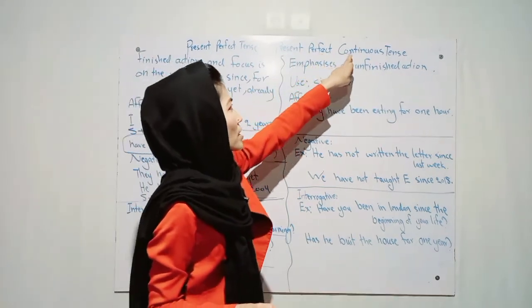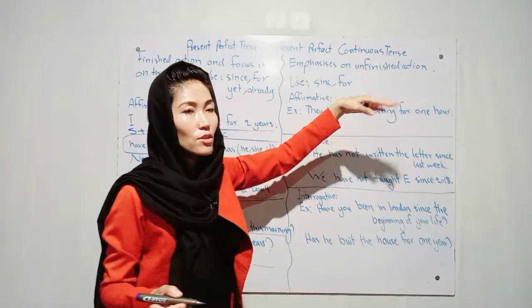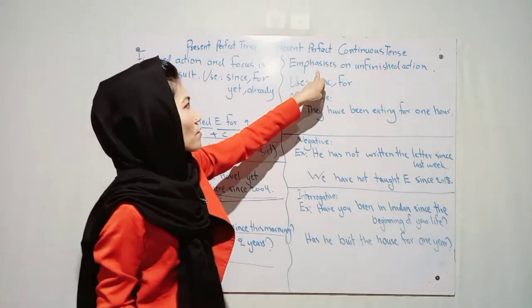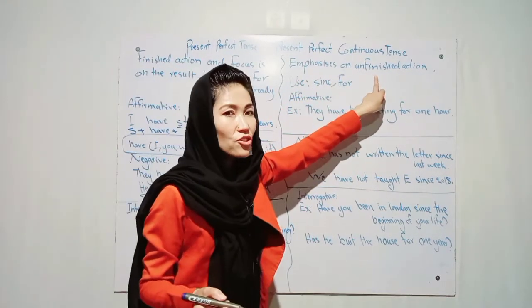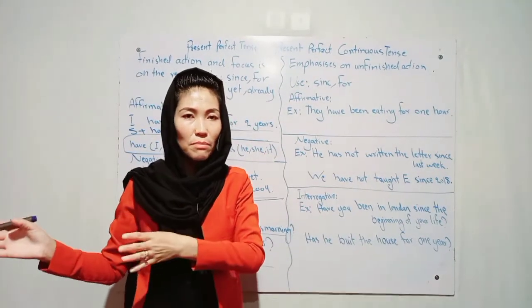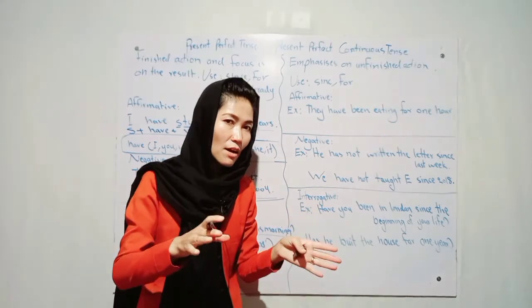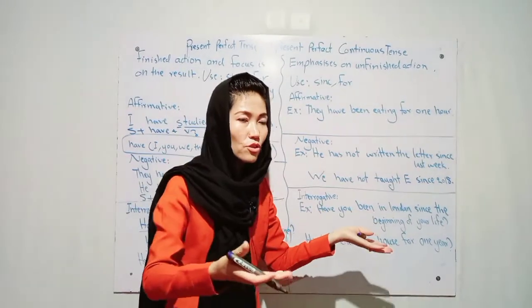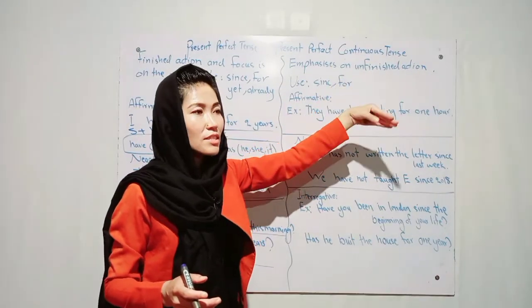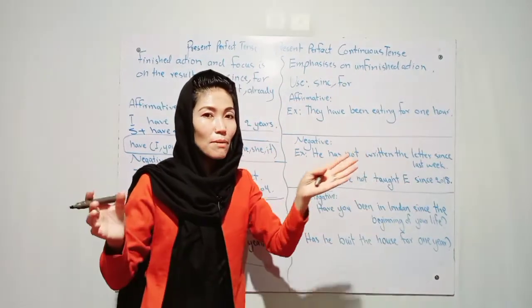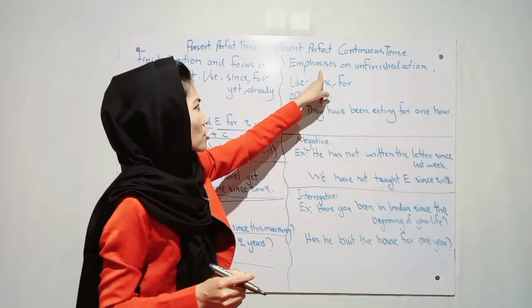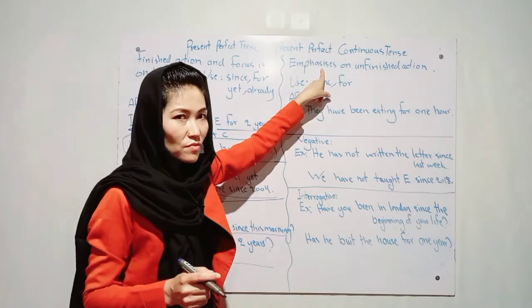Present perfect continuous tense. You want to know about present perfect continuous tense. It emphasizes an unfinished action, an action that started in the past and continues up to now and maybe continues to the future. We use present perfect continuous tense for an ongoing action that's happening right now but started in the past. The time is also not specific.